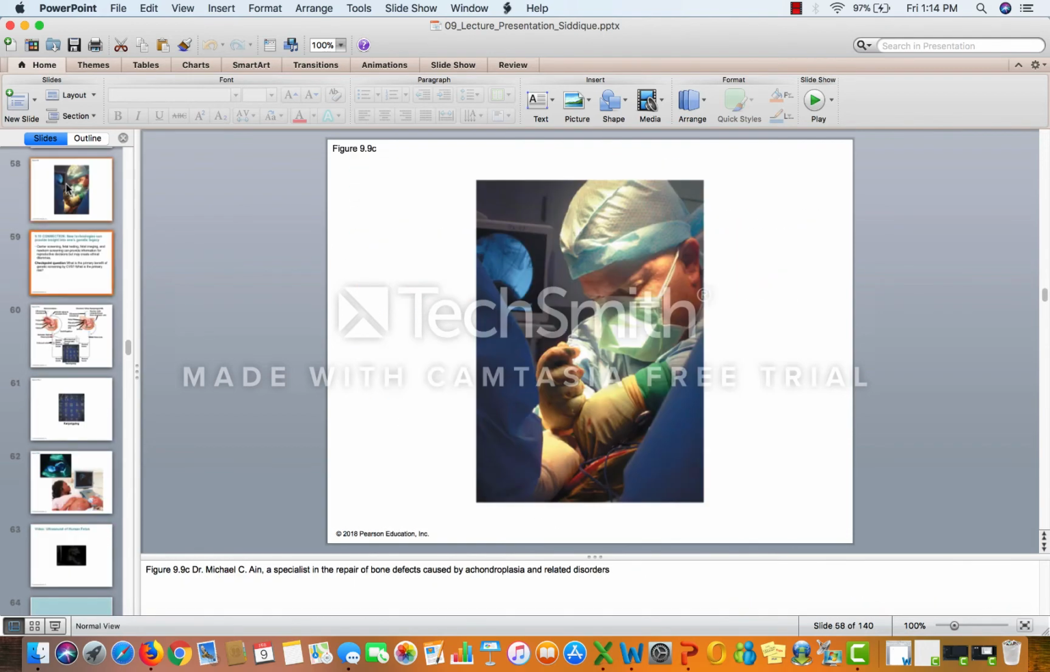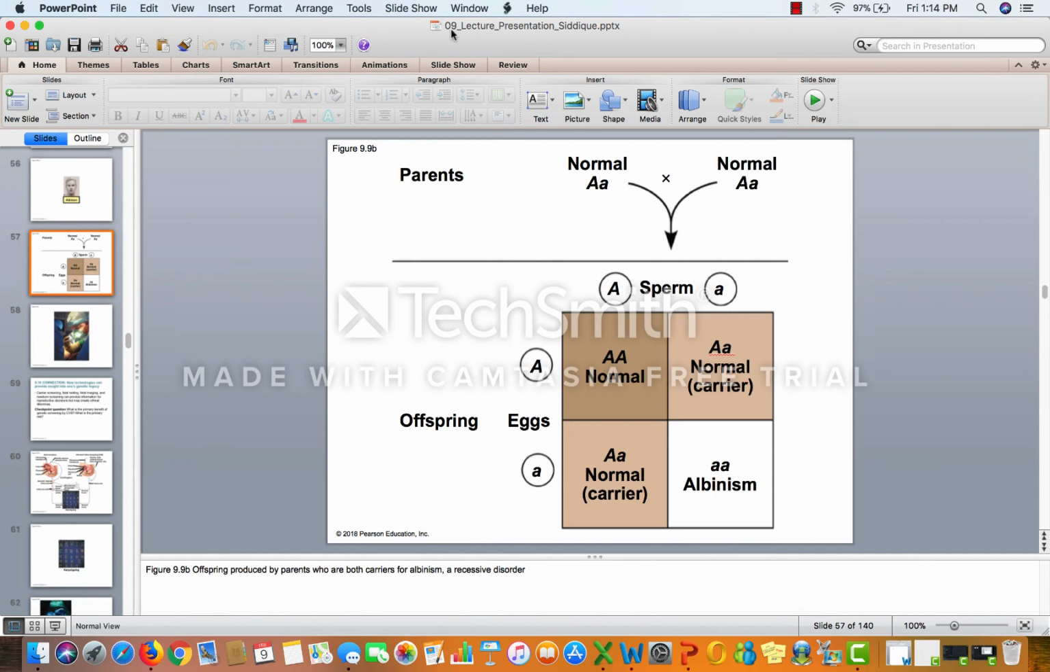Here's a karyotype we talked about again. So we split the sperm. It's heterozygous, A and lowercase a. Heterozygous again for the female. We put her over here, A to a.